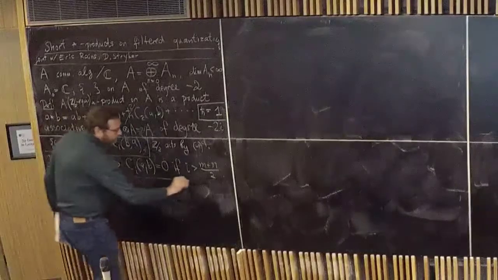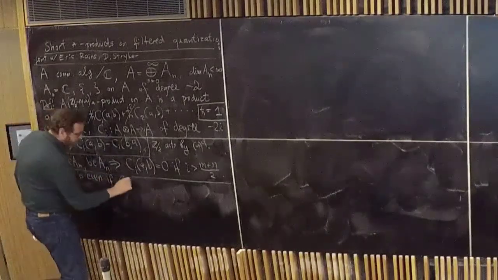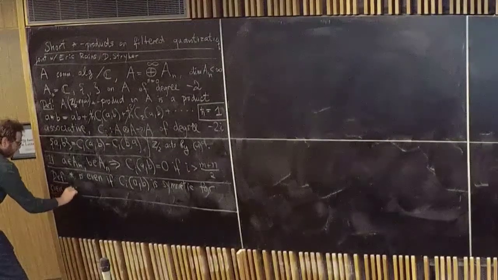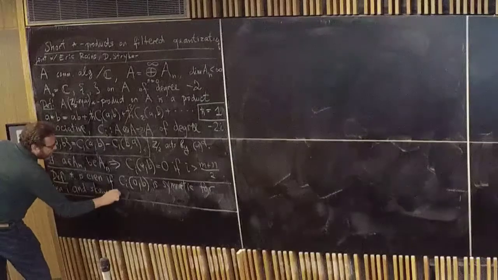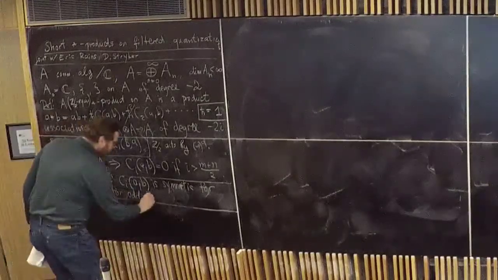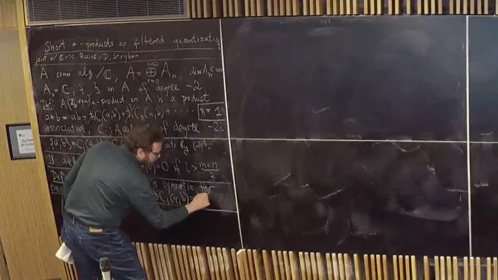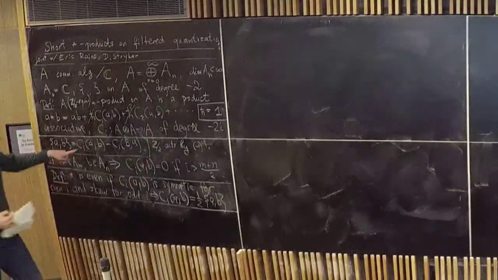Now, there is also a notion of even star product, which I will need. Definition: a star product is even if C_i of A, B is symmetric for even i, and skew symmetric for odd i. And this means in particular that C1 of A, B equals one half of the Poisson bracket of A and B, because it is skew symmetric, and we have this equation here.